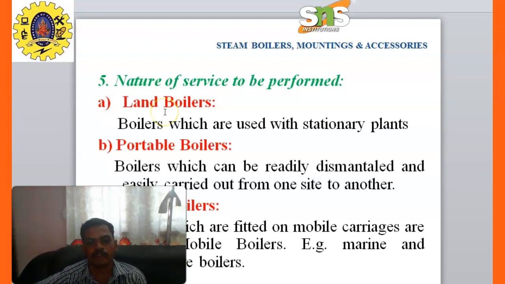Service to be performed. Land boiler: boilers which are used with stationary plants. Portable boiler: which can be readily dismantled and easily carried from one place to another. Mobile boiler: boilers which are fitted on a mobile carriage are called mobile boilers. Examples: marine and locomotive boilers.